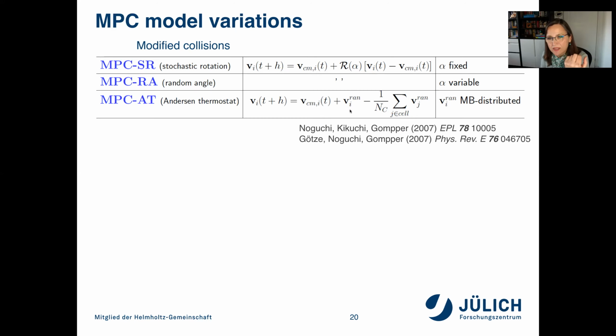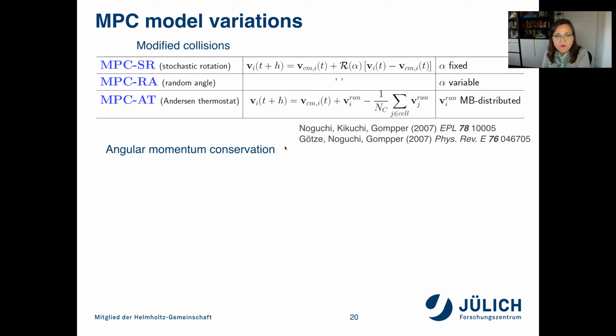And here what they have done is to say, we have the velocity of the center of mass, which is chosen randomly from a Maxwell-Boltzmann distribution, and then we keep back the sum of these randomly chosen velocities in order to ensure the conservation of momentum. And this is the so-called MPC Anderson thermostat method.